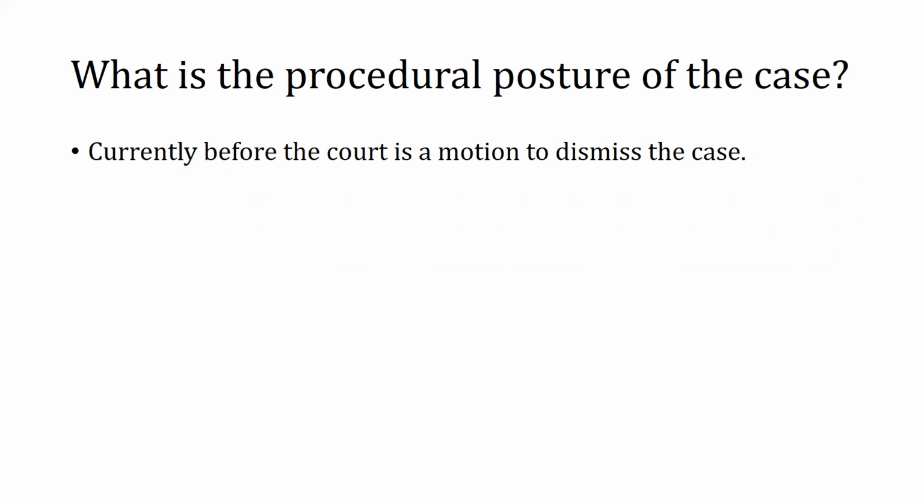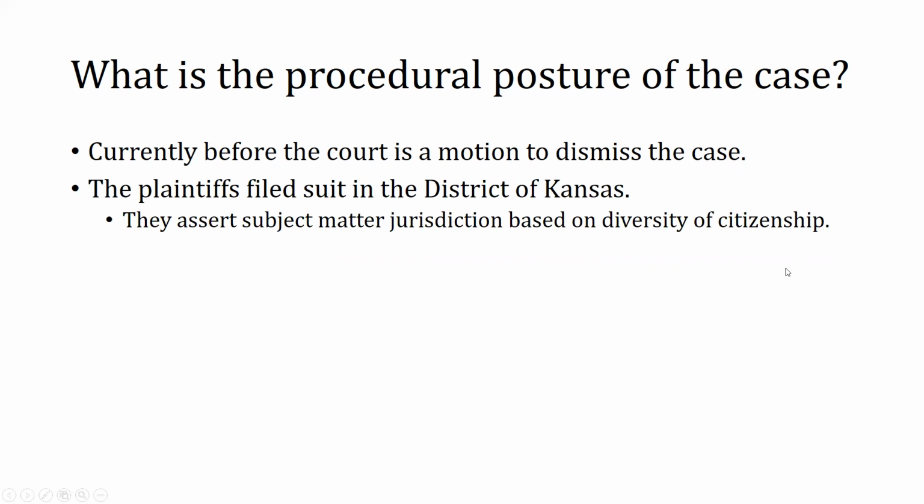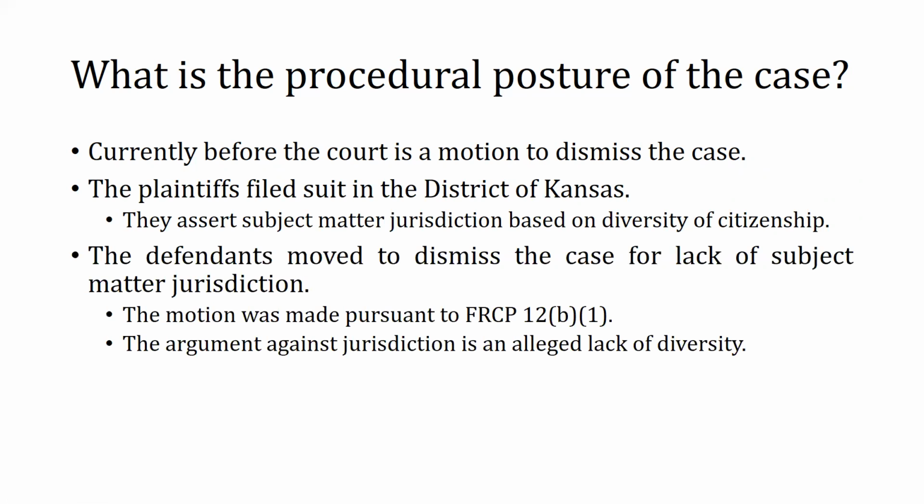The plaintiffs filed suit in the District of Kansas. They asserted subject matter jurisdiction based on diversity of citizenship. Defendants disagreed. They moved to dismiss the case for lack of subject matter jurisdiction. That motion was made pursuant to a rule of civil procedure. The Federal Rule of Civil Procedure 12(b)(1) is the mechanism by which you raise this argument that there is no subject matter jurisdiction. And the argument against jurisdiction was that there is supposedly a lack of diversity of citizenship.